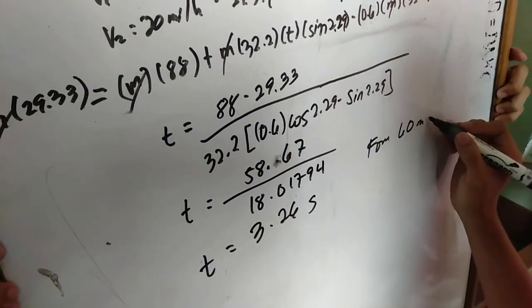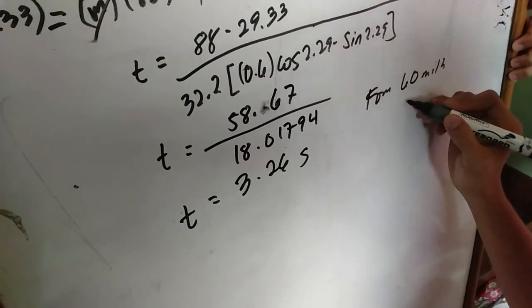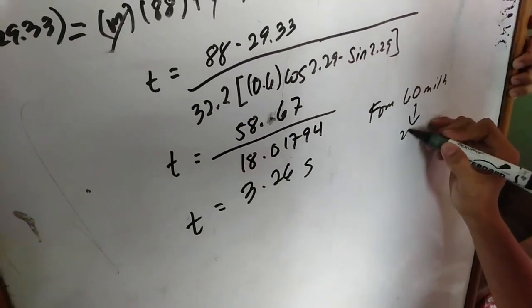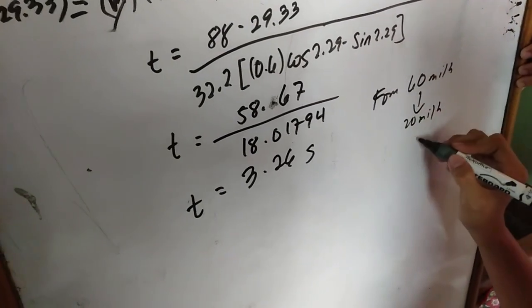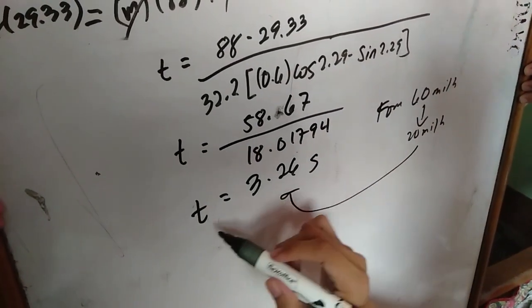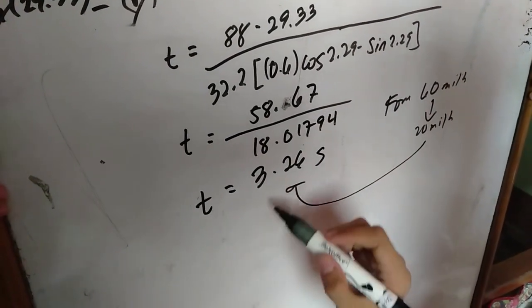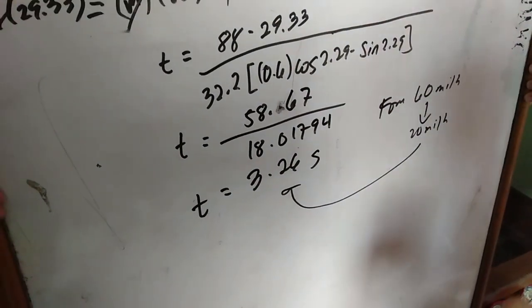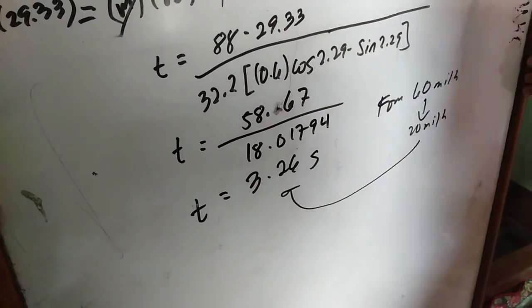So the shortest time needed for the truck to slow down from 60 miles per hour to 20 miles per hour is 3.26 seconds. That would be all. Thank you.